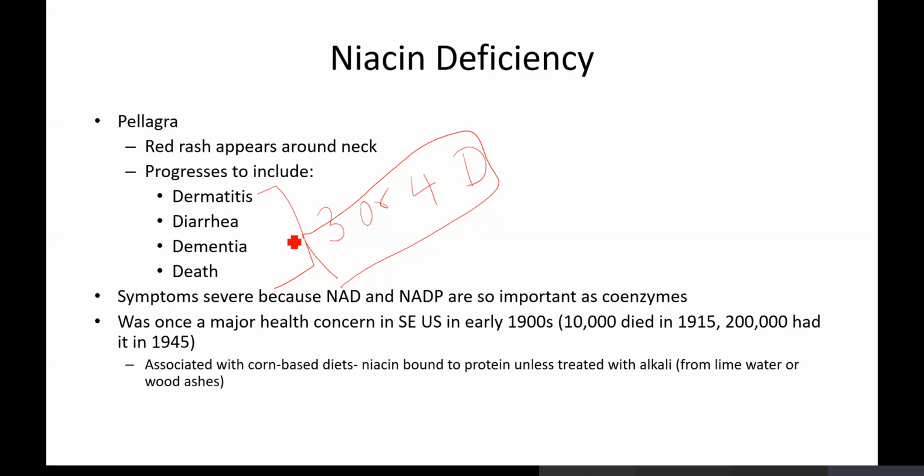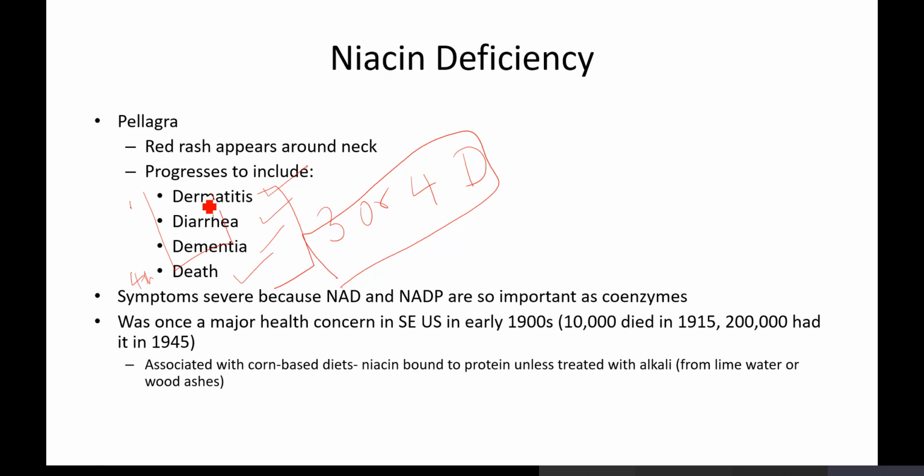This is also progressive. Initially you will see dermatitis, then diarrhea, then dementia, and then death. These symptoms progress in that order only. So the 3D you remember, and if treatment is given, then the person will not die. But if not treated, death occurs. It is called the fourth D.